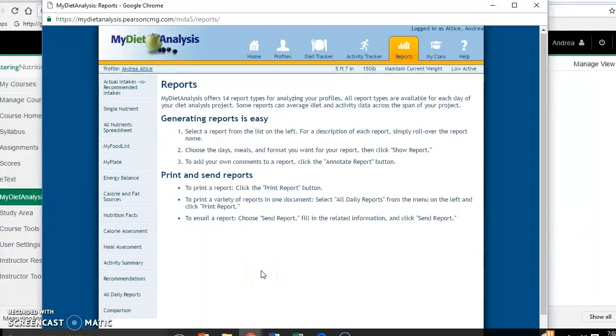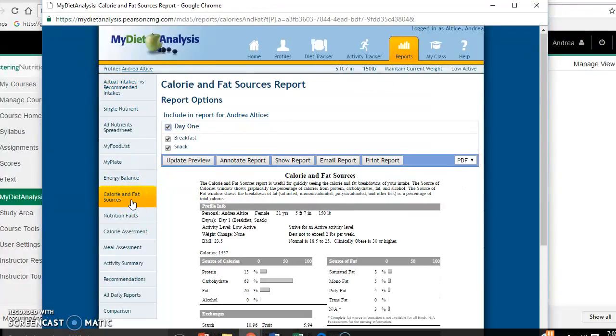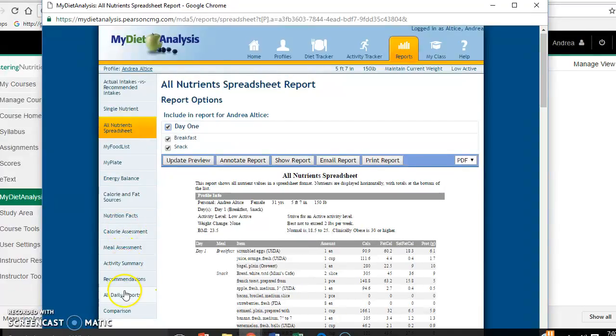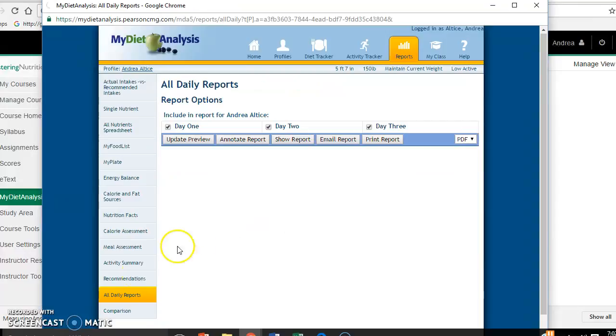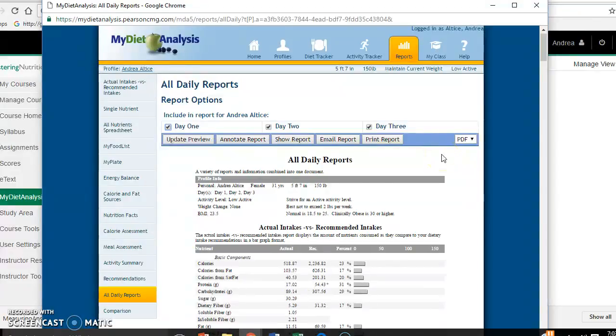Now, you can do one of two things. You can either open up each report individually. Here's the actual intake report. Here's the calories and fat sources report. Here's the all nutrients spreadsheet report. Or you can open up the all daily reports that will have all of the reports in one viewing. So it is up to you which would be the easiest for you to answer the question.